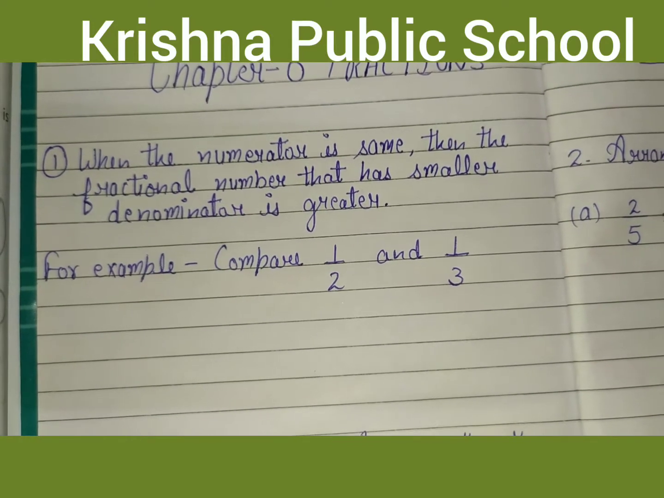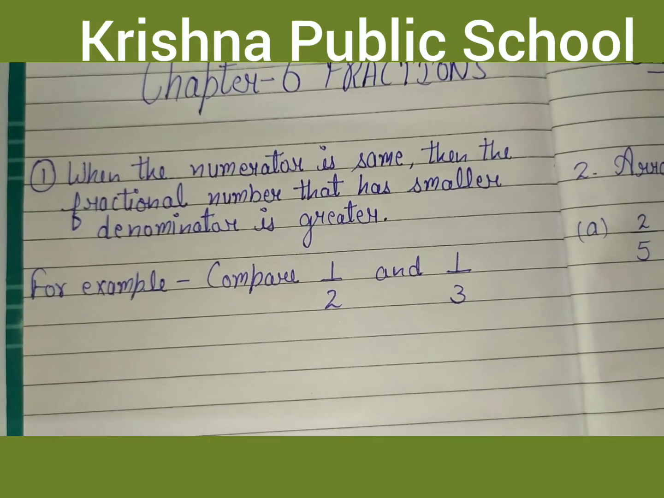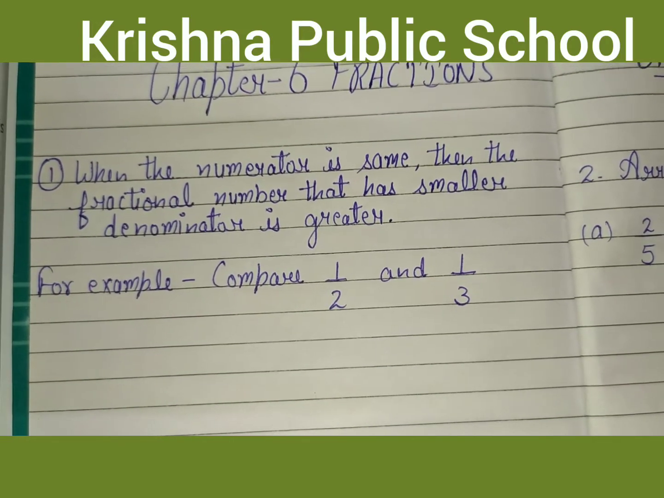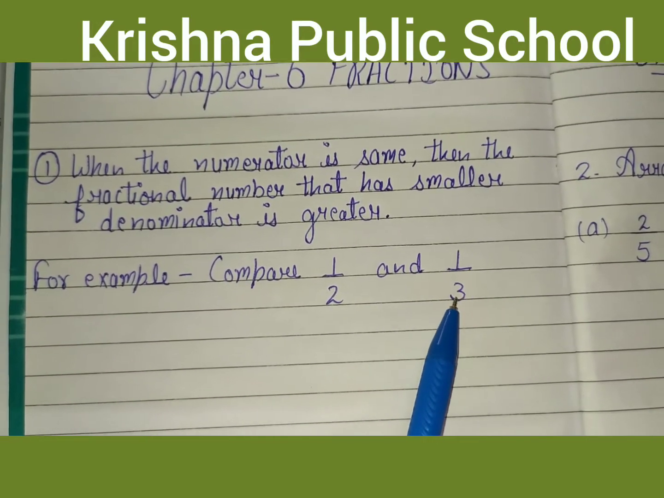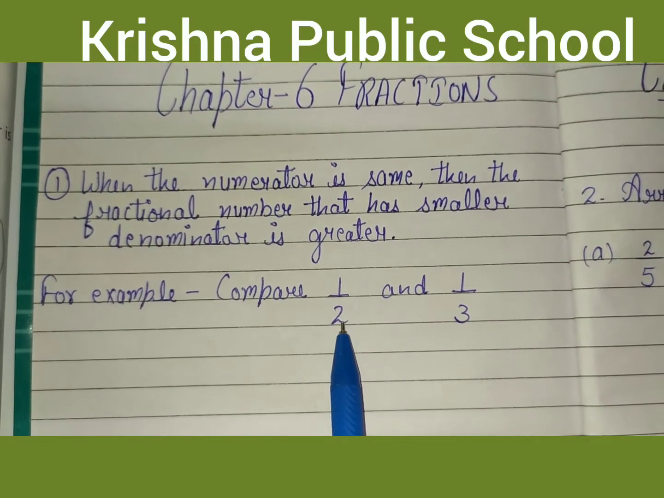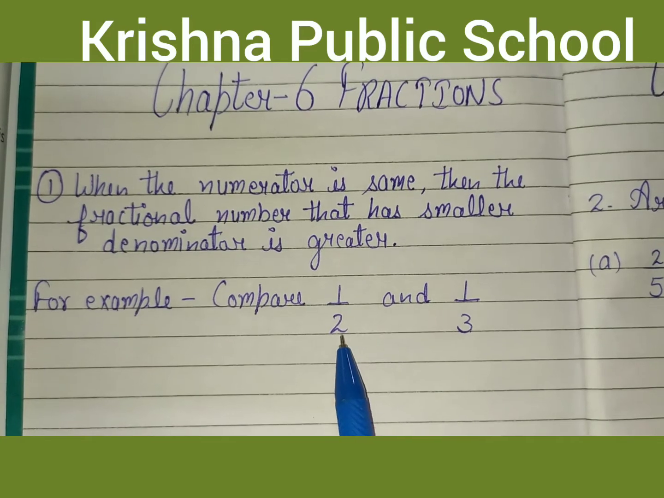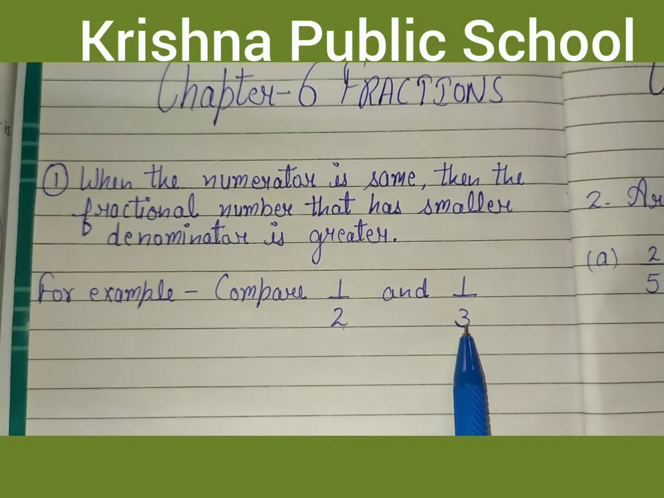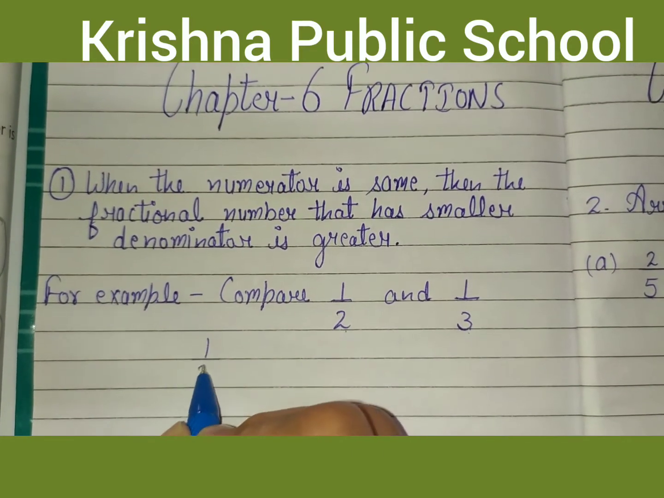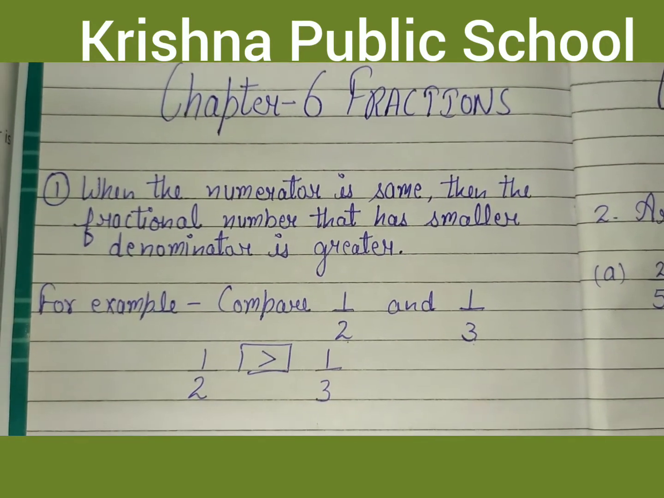Firstly, two important points. The first important point is, when the numerator is the same, then the fractional number that has a smaller denominator is greater. For example, compare 1 upon 2 and 1 upon 3. Children, you know that in this fraction 1 is the numerator and 2 is the denominator. In this fraction 1 is the numerator and 3 is the denominator. And the denominator 2 is smaller than the denominator 3. That is why the fraction 1 upon 2 is greater than the fraction 1 upon 3. Show the symbol. Okay children.